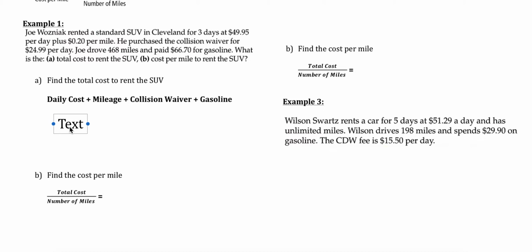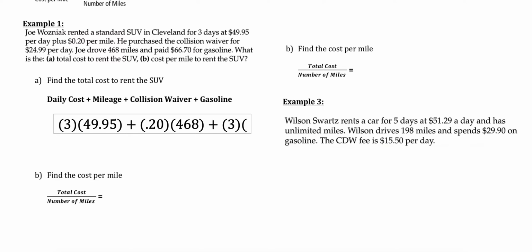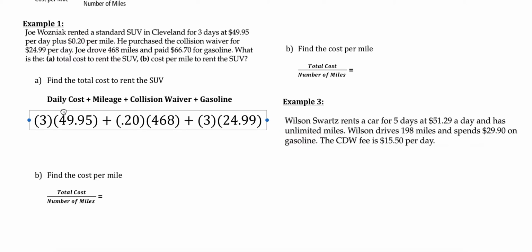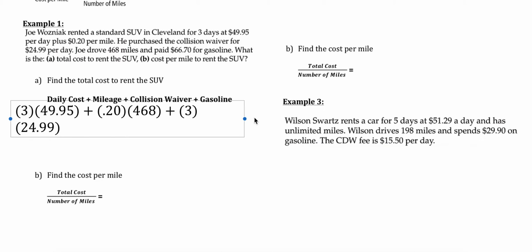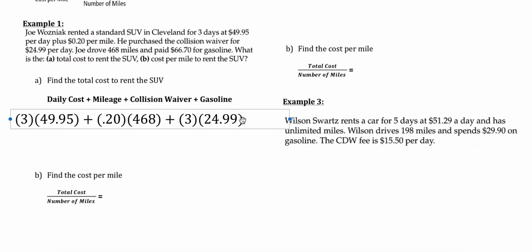Okay, so starting out with how much he paid per day. The daily cost, he had it for 3 days at $49.95 per day. Then we have to take into account the mileage cost. So it's 20 cents per mile, and he went 468 miles. Plus that collision waiver. Once again, he had it for 3 days at $24.99 per day. And lastly, the cost of gas was $66.70.